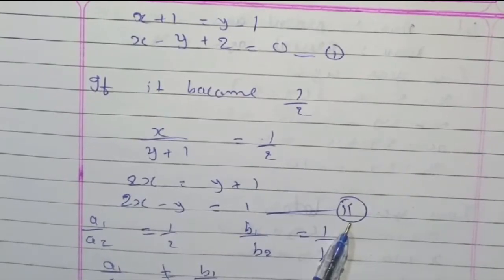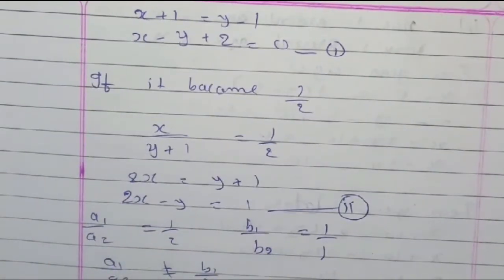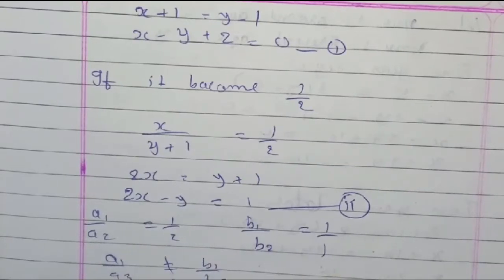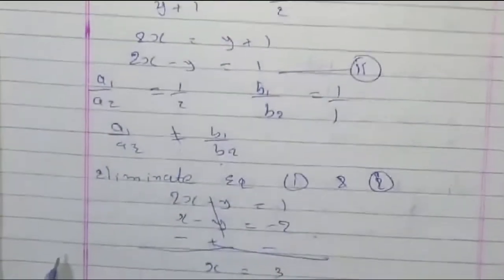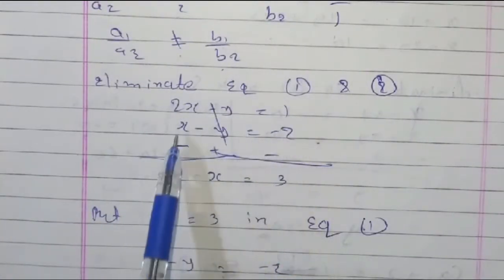Now in equation number 1 and 2, first we check whether it is possible for a solution to exist or not. So a1 by a2 is equal to 1 by 2, b1 by b2 is equal to 1 by 1. See here, a1 by a2 is not equal to b1 by b2. So they have one unique solution. So we can eliminate using equation 1 and 2. So 2x minus y is equal to 1, x minus y is equal to minus 2.